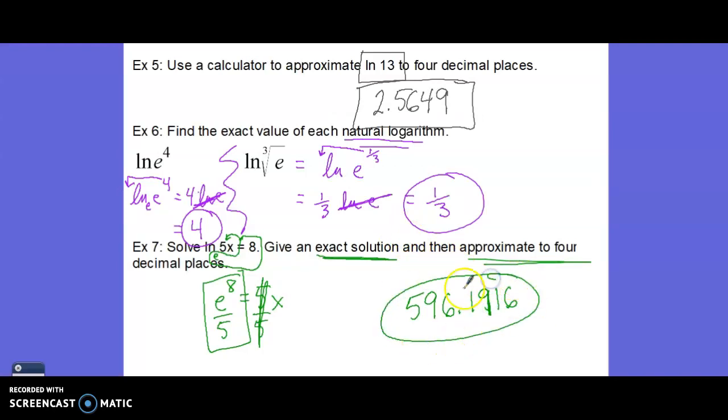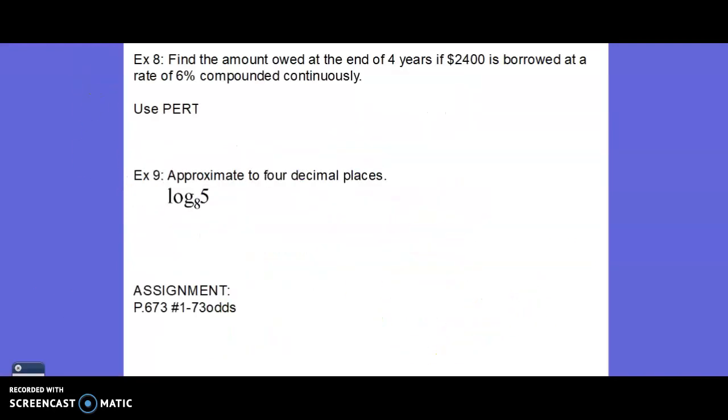Alright, this might be a good place to stop my video. Actually, I'm going to try and finish this. When you see compounded continuously, we use what's called the Pert Formula. It's called the Pert Formula because it looks like this. P-e to the rt power. If it helps, you can put an A in front.